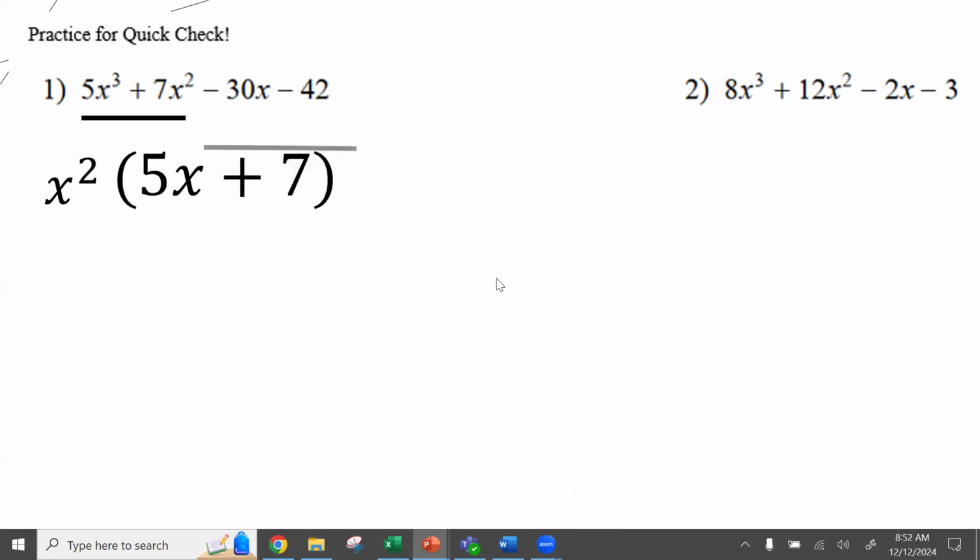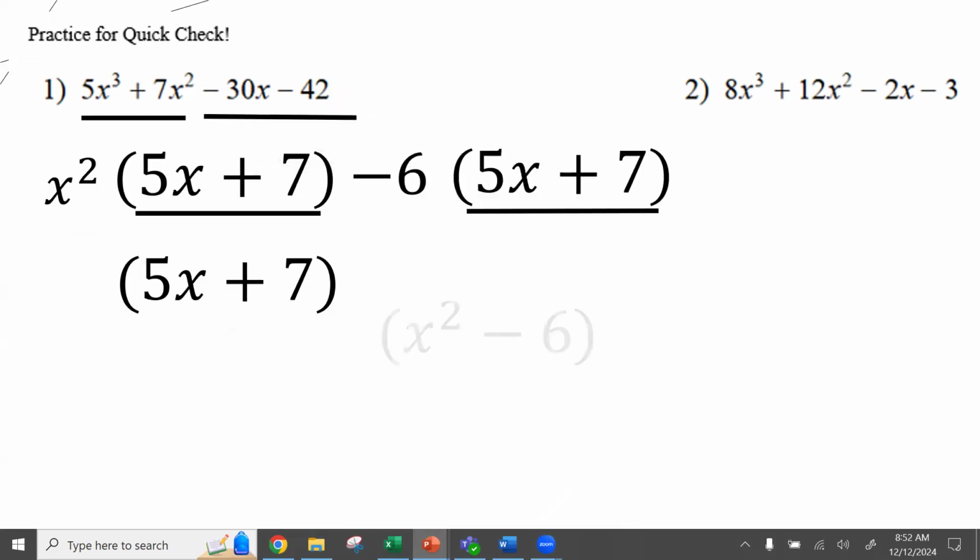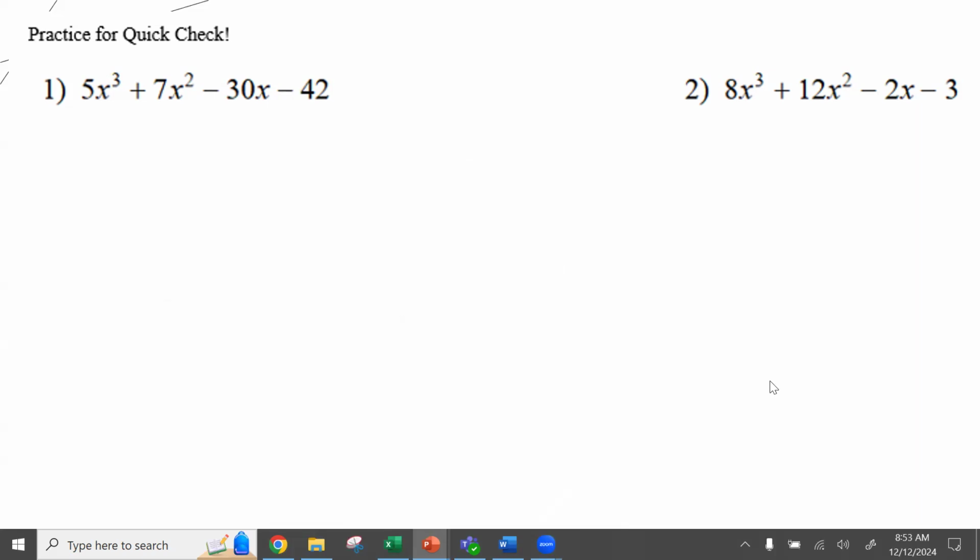Factor by grouping, I'd end up looking like this. 5x plus 7, x squared minus 6. I'm done. Can't go any further. That is not a difference of perfect squares because 6 is not a perfect square.